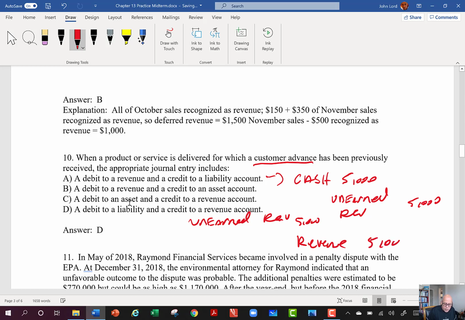Guys, sometimes you'll see in a solution or something, the book will show you credit earned revenue. Don't do that. That's for babies. Okay, if you just say revenue, you're a big accountant now. You say revenue, that means it's earned. You don't have to put the word earned in front of it. Okay, good. So debit to the liability, unearned revenue, and credit to revenue. And that's what we did there.